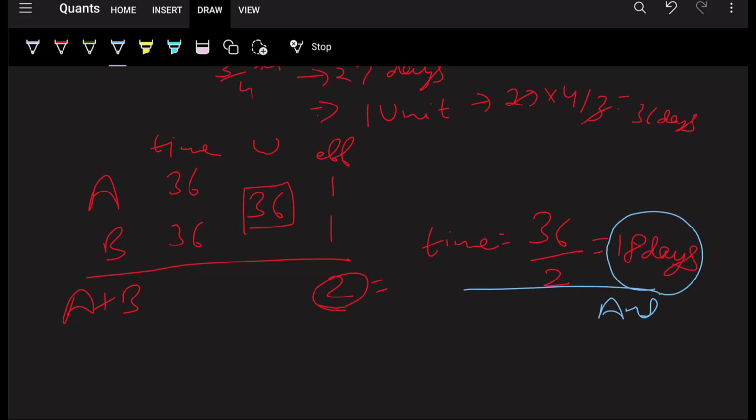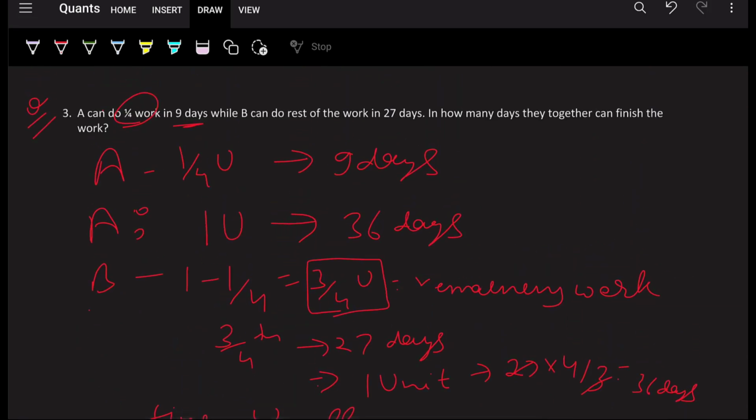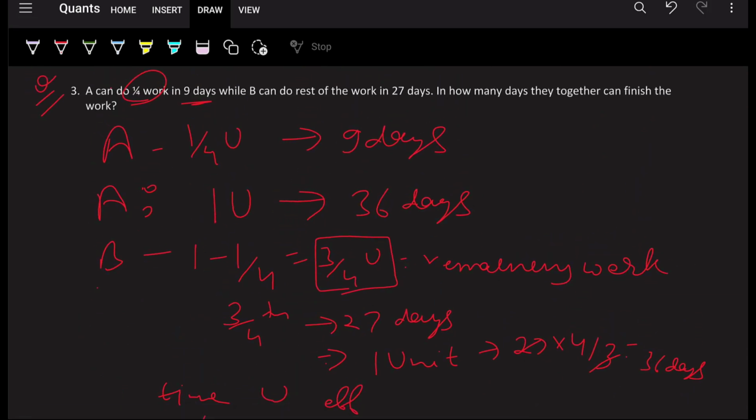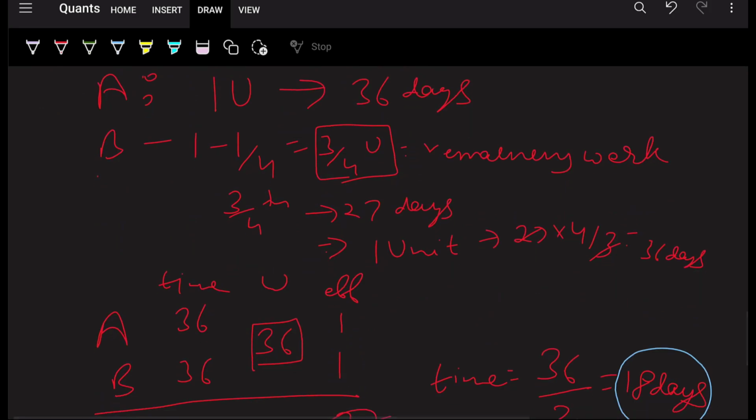If we have to understand this again, then 1/4 unit of work is completed in 9 days. Then by the unitary method, I can say that 1 unit of work will be done in what? 9 into 4, which is 36 days. Now for B, the remaining work is 3/4 work. So 3/4 of the work is completed in 27 days by B.